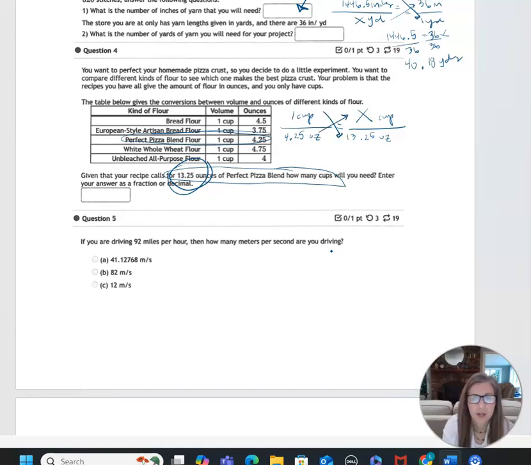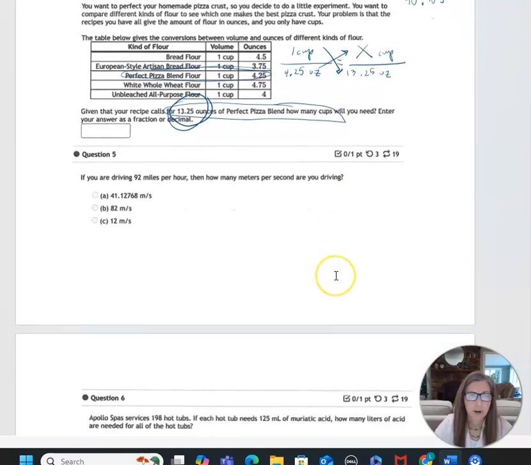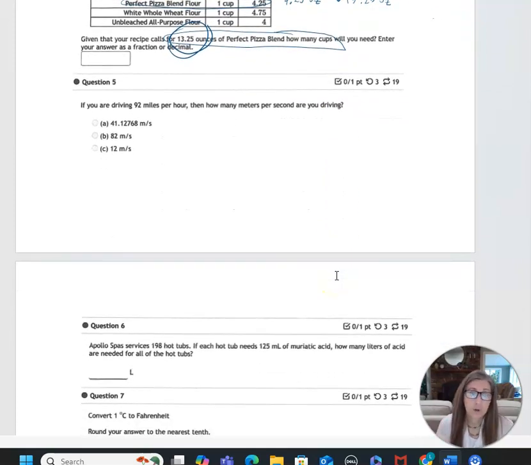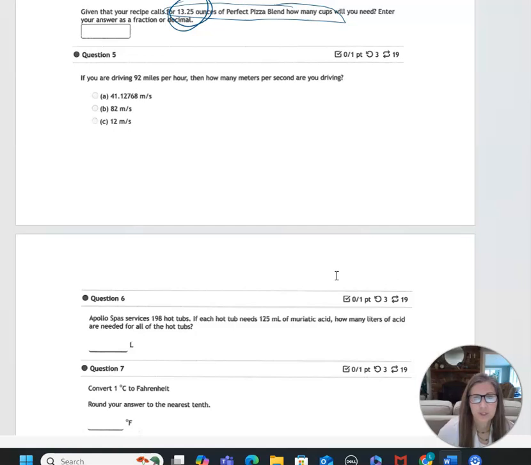And it says give your answer as a decimal or a fraction. I'm going to move on from that because you can put that in your calculator. I want to make sure I have time for the last problem. This video is going to go through number 5, and then I have another video that picks up at number 6. Number 5, you're driving 92 miles per hour. Then how many meters per second are you driving?